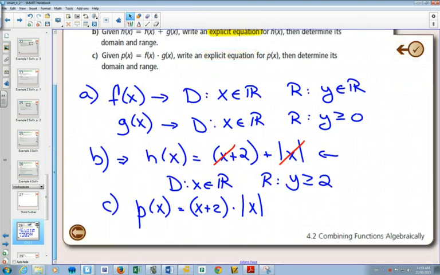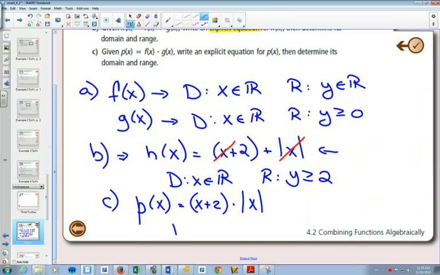Again, for its domain, the domain is everything. And the domain is a question that you can always answer by looking at the domains of the functions that you had to begin with.